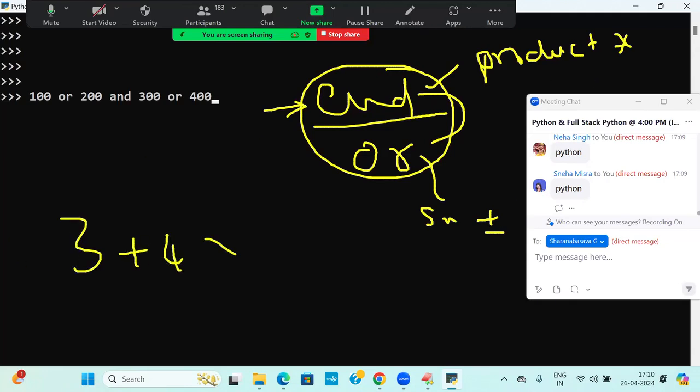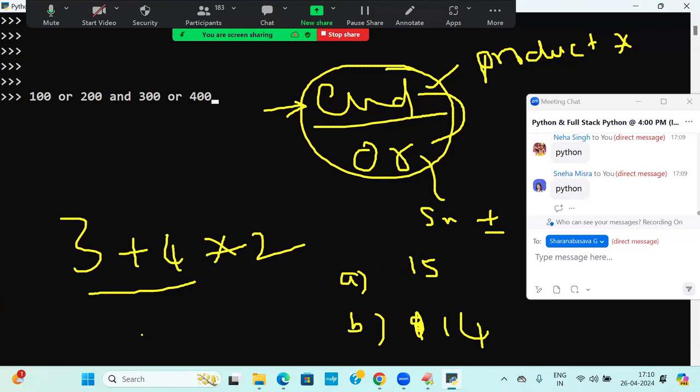Take 3 plus 4 into 2. What is the answer? 15 or 9? 3 plus 4 is 7, 7 into 2 is 14. Sorry. Actually, 4 into 2 is 8, and 8 plus 3 is 11. Is the answer 11 or 14? It is 11, because first the multiplication happens, then the addition. Are you able to follow?